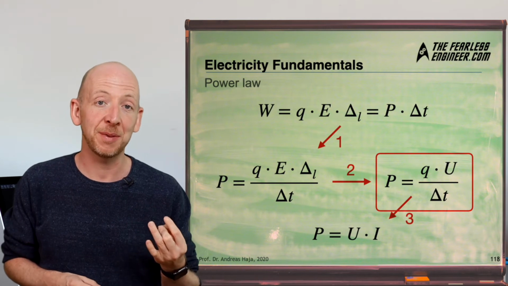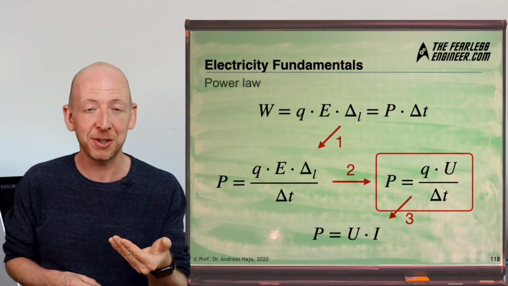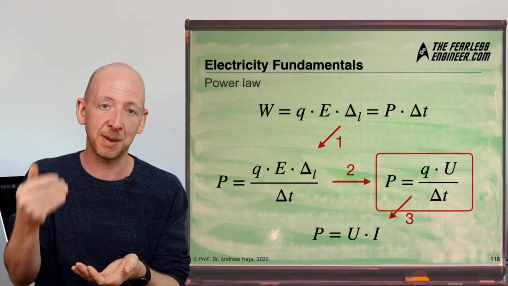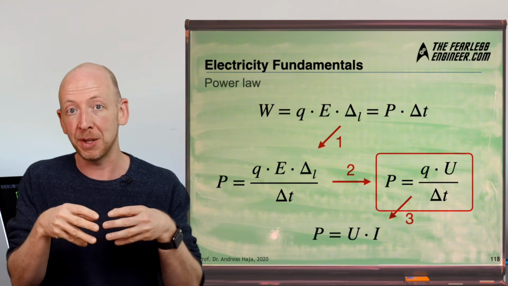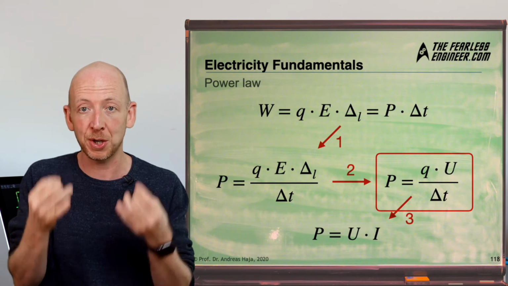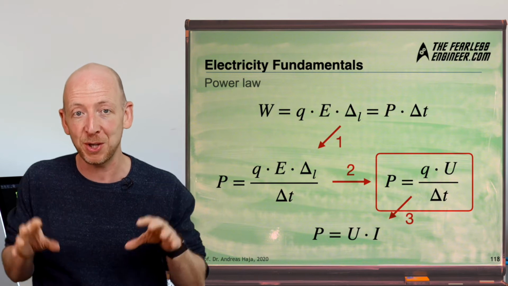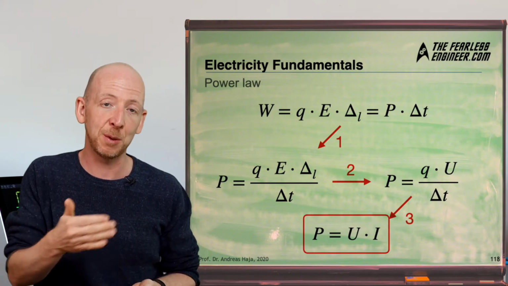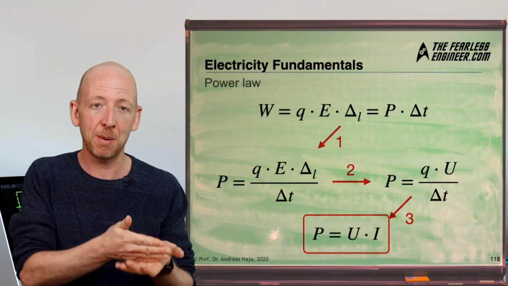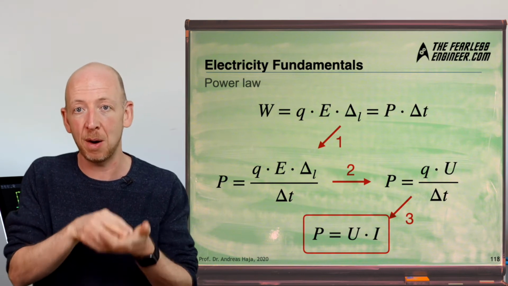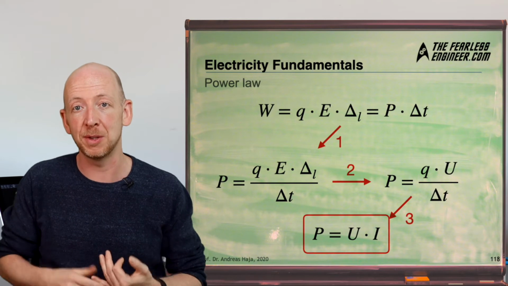And in the same video, we defined electric current as the ratio of charge to time. And this means that we can now also replace the expression Q divided by delta T in our equation with the current I, and this is the amount of charge moving through the conductor in a given time. And with this we have found an expression for power, which states that P equals U times I. Power equals voltage times current. And this means that the electric power P is the product of voltage and current.